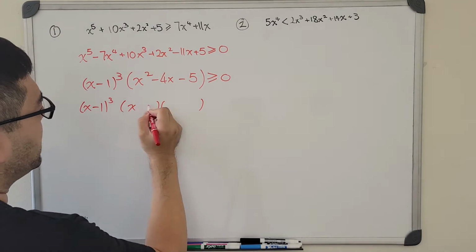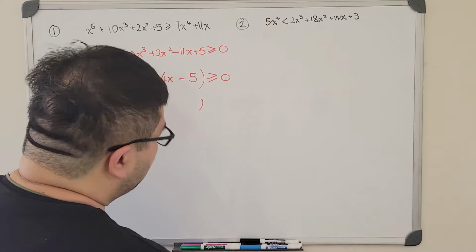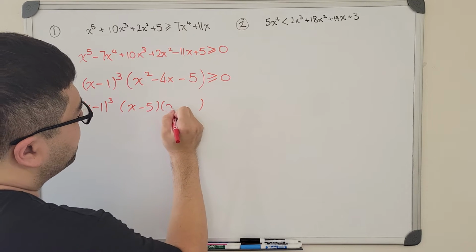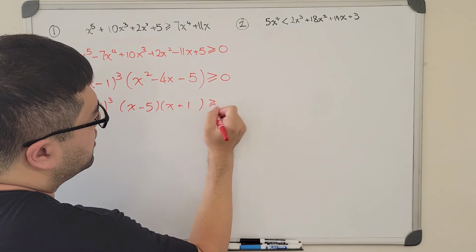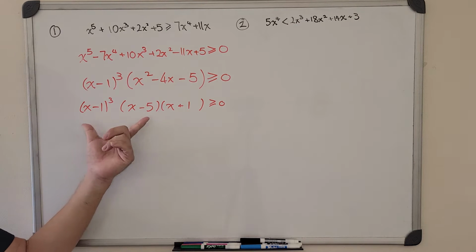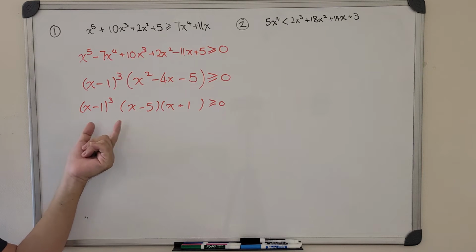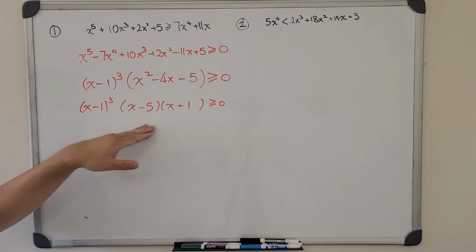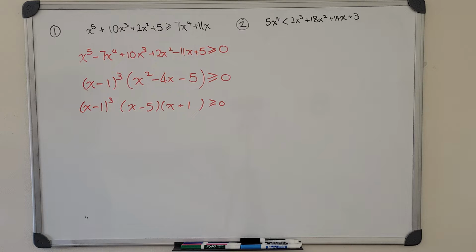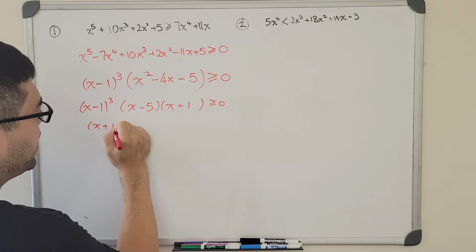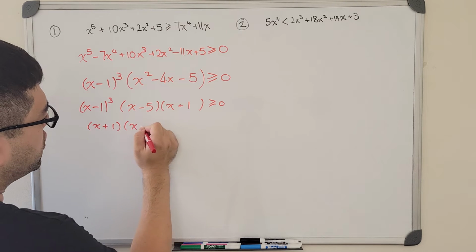We actually get x minus 5 and x plus 1. So we will have x minus 5 times x plus 1. Then next, we already have all the factors in linear form, so we actually know all the roots of this polynomial. But in order to use the trick, again, we need to first rearrange the order in increasing order.